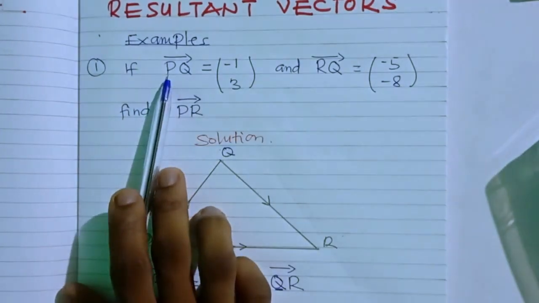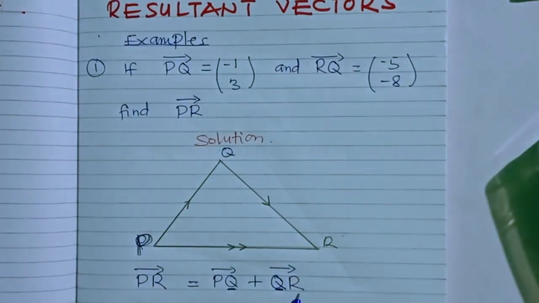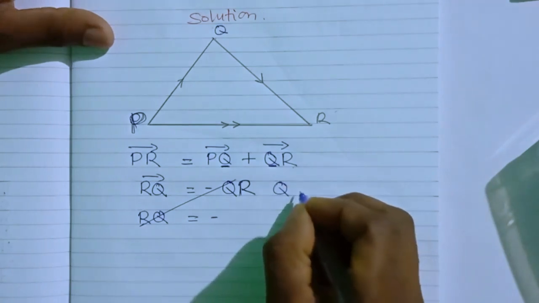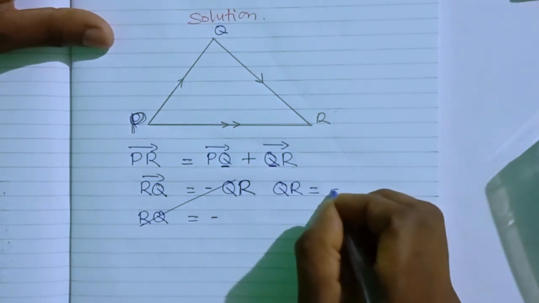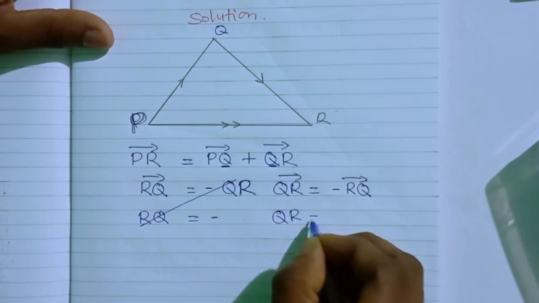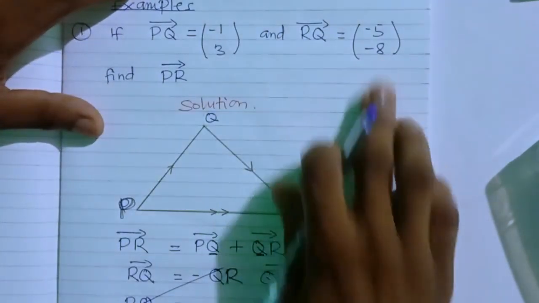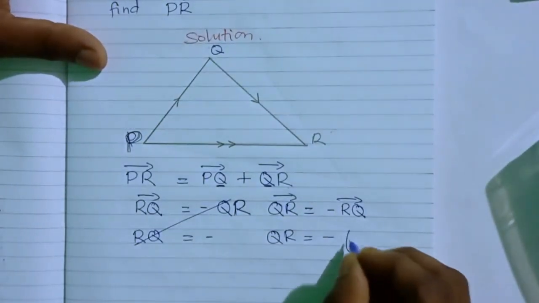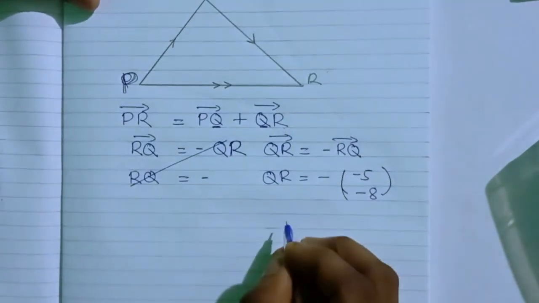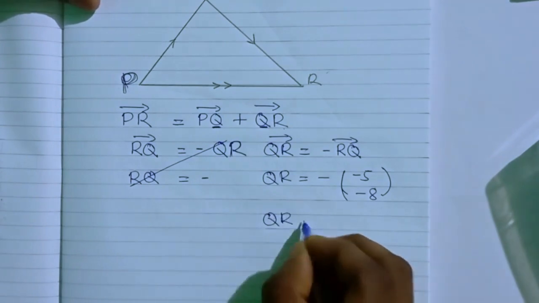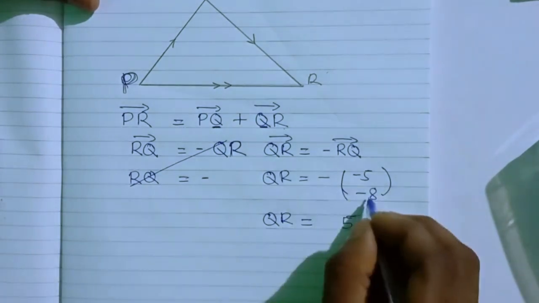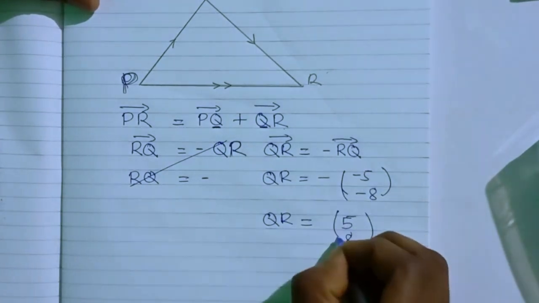Now we're given PQ, so I need PQ. Here I was given RQ, but I need QR. My QR will be equal to negative of my RQ, which is a vector. QR will be equal to negative of the negative 5, negative 8 I was given. So my QR is equal to 5, 8.